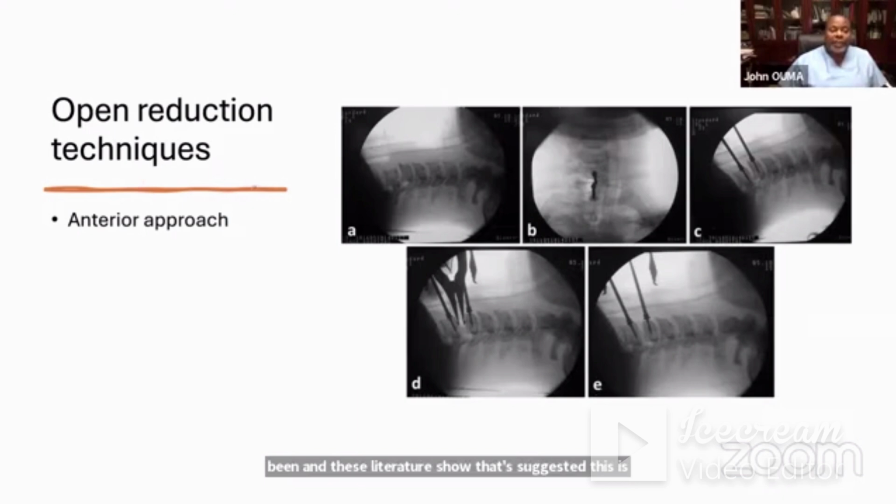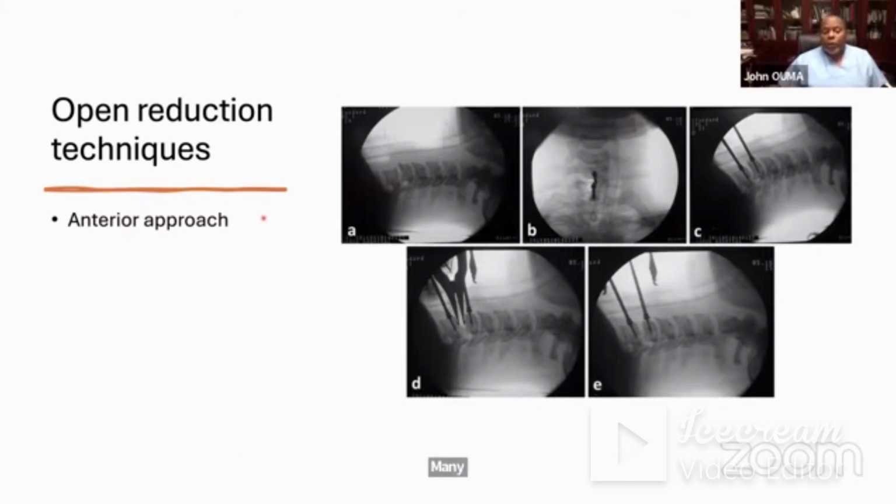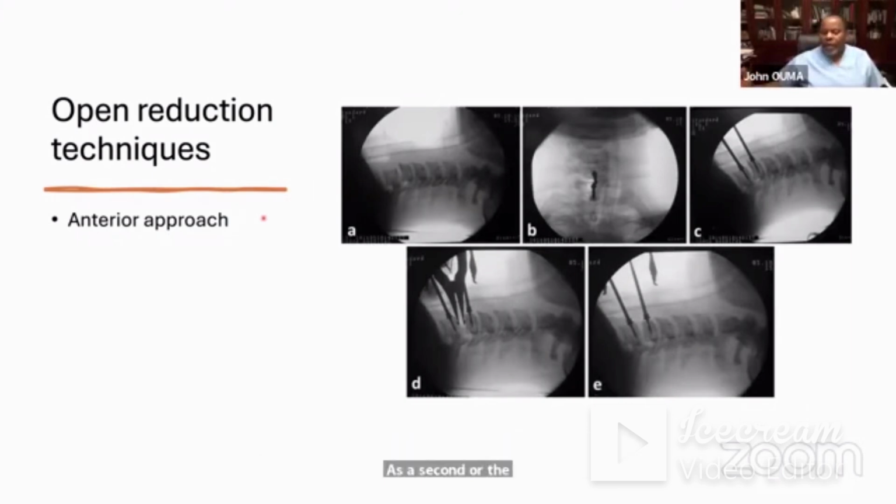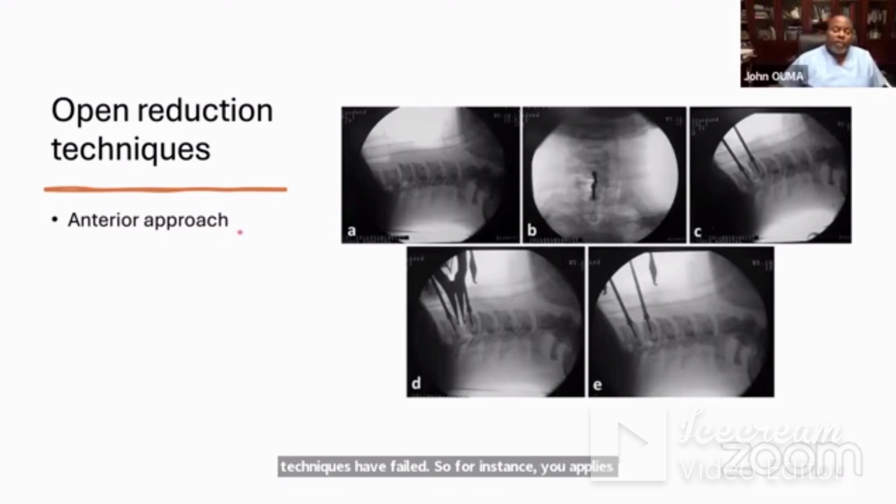And then, of course, the open techniques. Now, open reduction techniques, many patients, usually the open anterior and posterior techniques are usually used as a second or as a fallback measure where the closed techniques have failed. So for instance, you apply skull traction, and after 4 hours, you're still nowhere, then you decide, well, let's go to theater and reduce this.